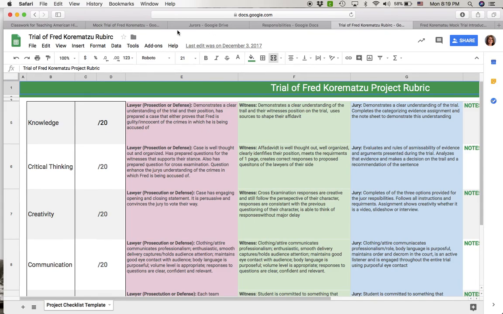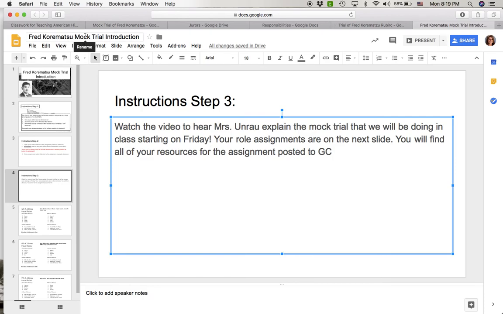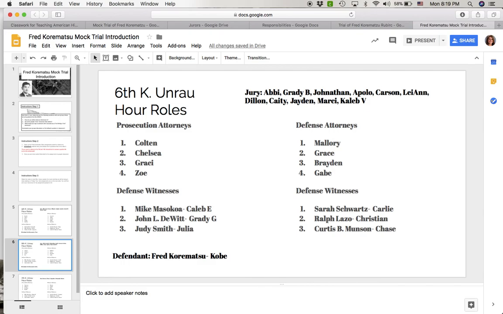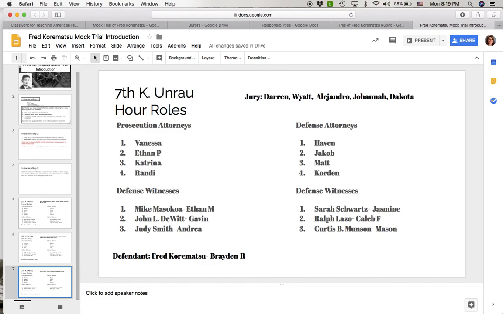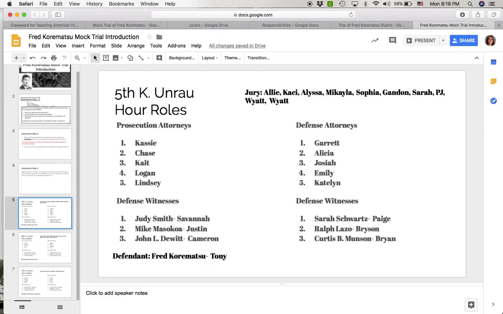So with that, if you have not figured it out yet, the instruction PowerPoint that was posted in Classroom has the roles for all 3 of my classes. So you guys can go look and see what roles you have to figure out what you are going to be doing during the actual trial. So hopefully this all makes sense. Of course, as always, if you have any questions, you can email your teacher if you don't understand something.